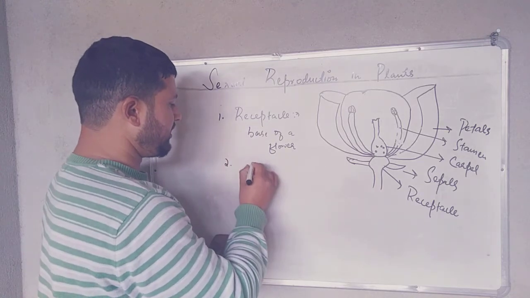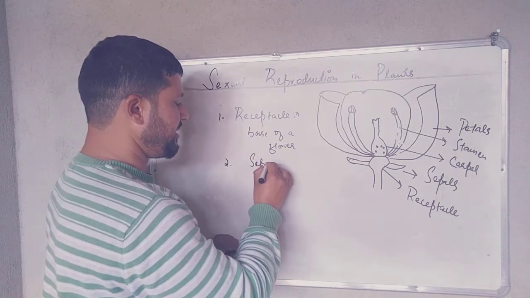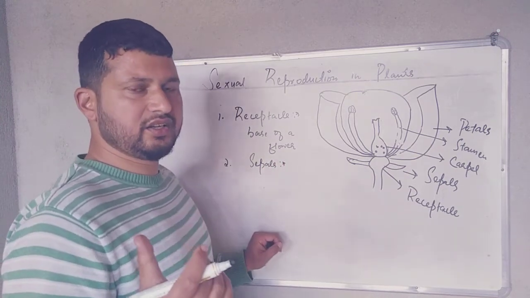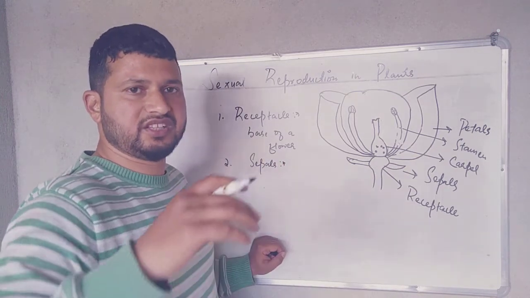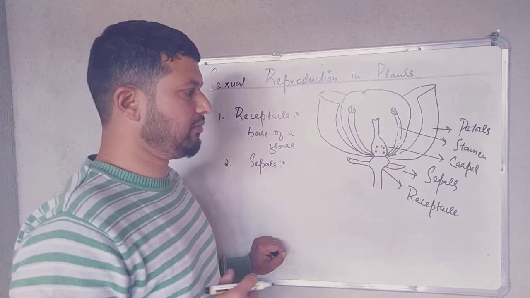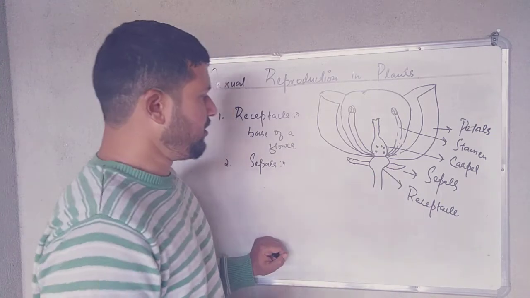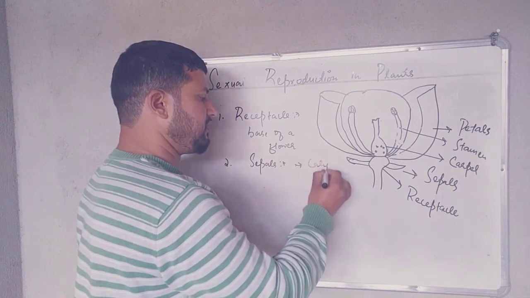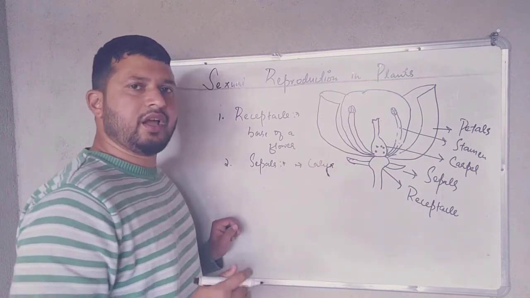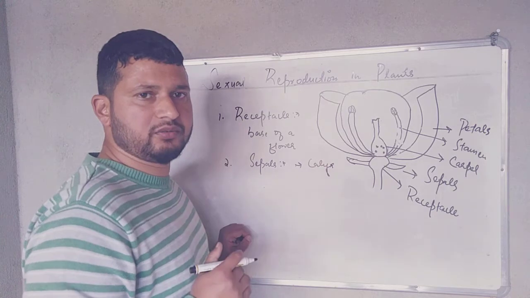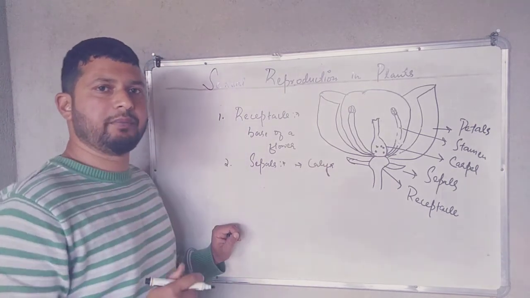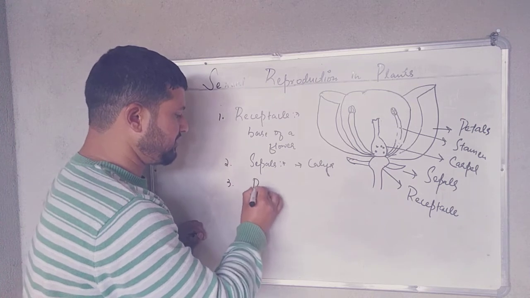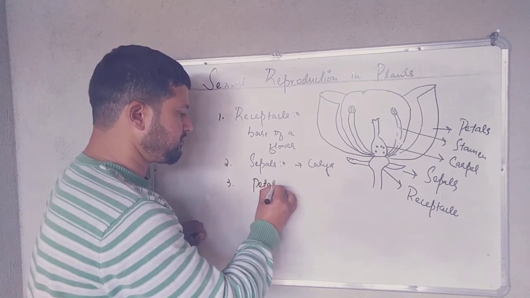The second part is the sepals. These sepals are green leaf-like structures present in the outermost ring of the flower, and these sepals, when taken together, are known as the calyx, and their job is to protect the flower when it is in the form of a bud.